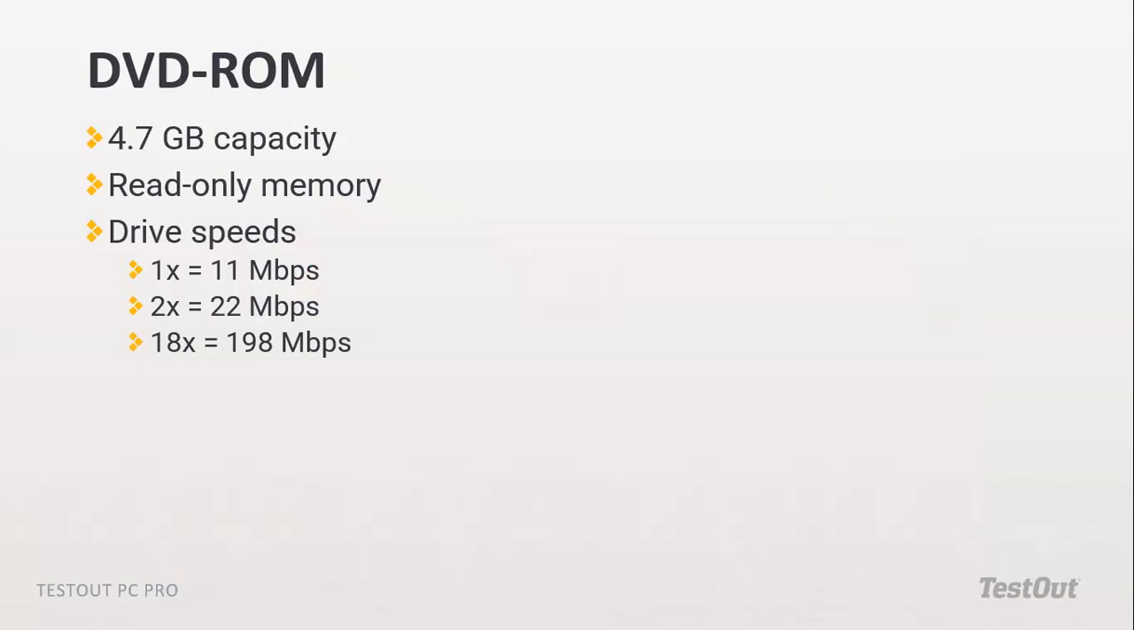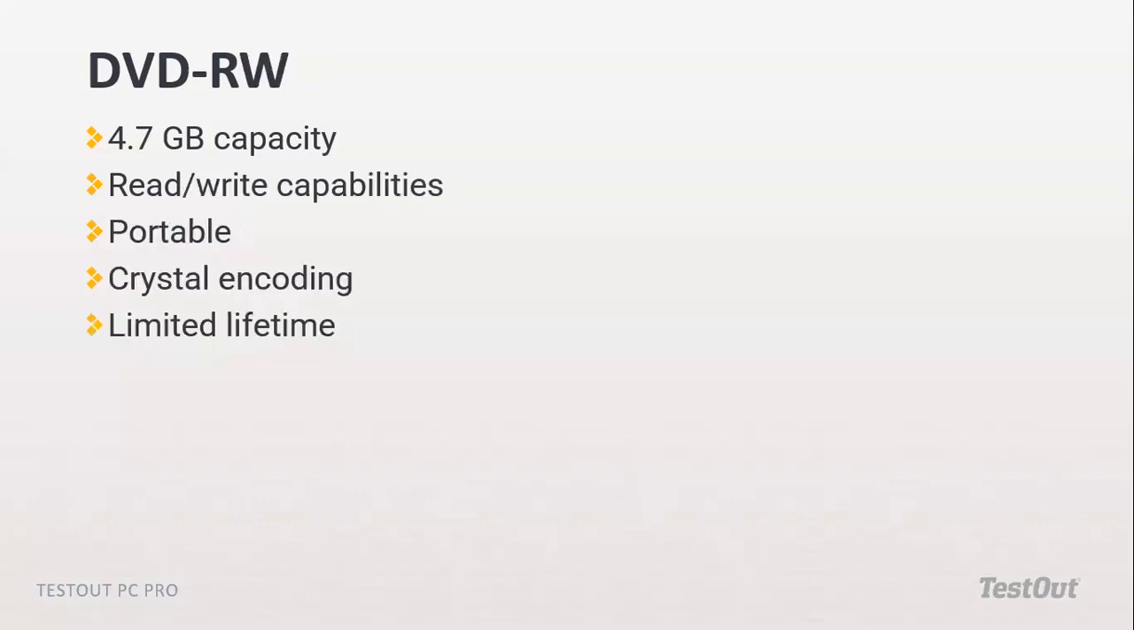Now when we're talking about DVD-ROM, it has 4.7 gigabytes of capacity, and it is all read-only memory, which means when you write data onto it once, you can only read it. You will not be able to rewrite it anymore. You just write data to it once. That's where DVD-ROM falls. So the drive speed for one drive, you have 11 megabytes per second, 22 megabytes per second, and so on and so forth.